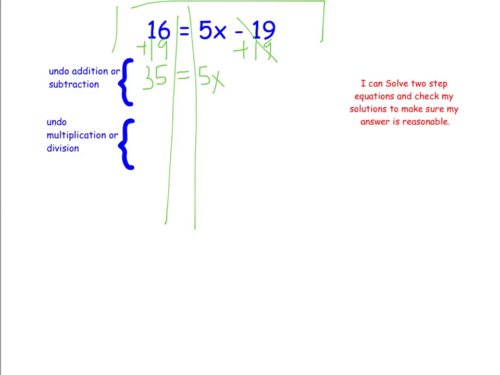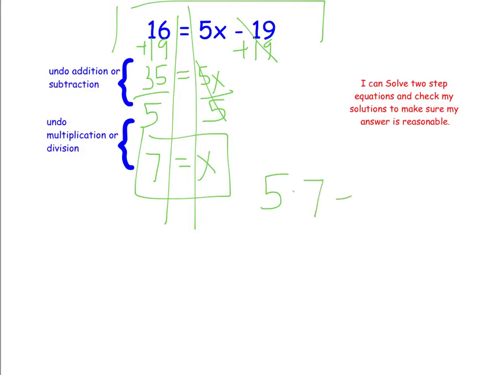I like to rewrite my problem. Now I'm going to undo my multiplication by dividing by 5 on both sides. So I have 7 is equal to x, because 5 divided by 5 is just 1. Alright, let's test it. 5 times 7 minus 19. 5 times 7 is 35. Minus 19 is 16. We did good.